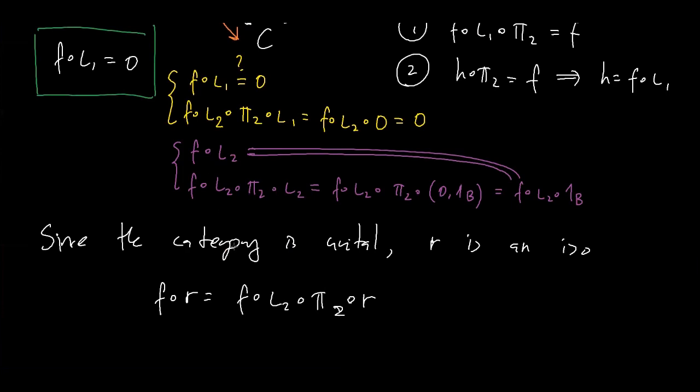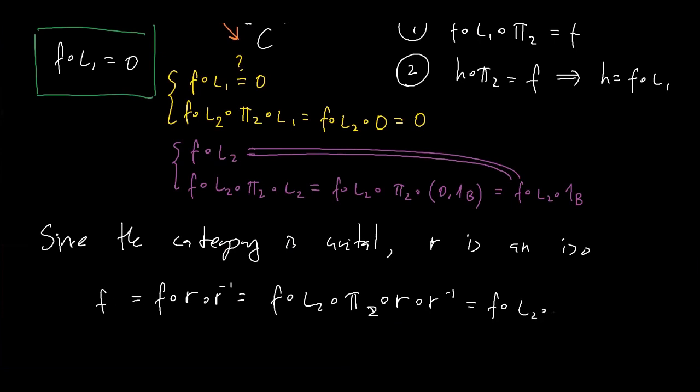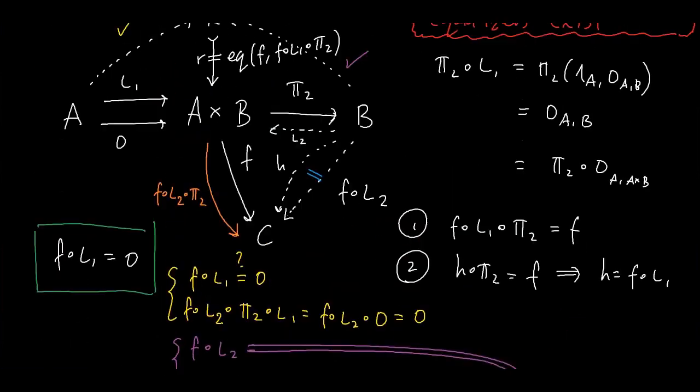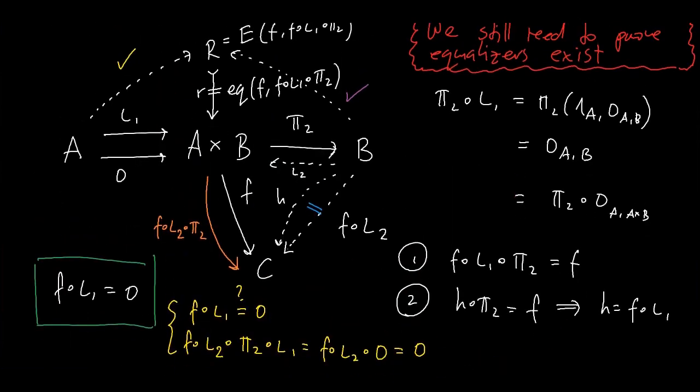But because R is an iso, I can further compose these with inverses of R, right? On one end it will give me f, and on the other end it will give me f composed with iota 2 composed with pi 2. And so I get the equality I want, f equals that. So we have proved basically the first property.